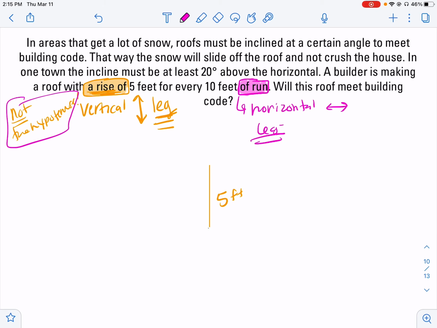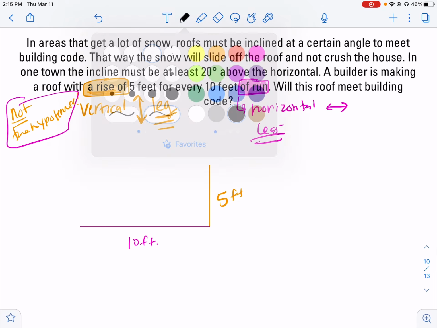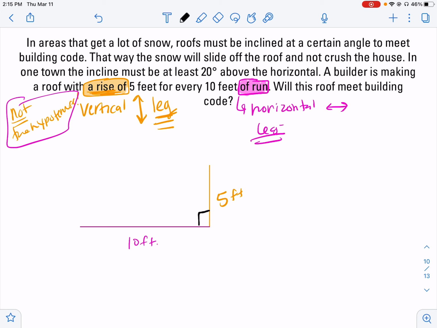That's not perfectly horizontal. Between those is my 90-degree angle, of course, because these are perpendicular to each other. And I'd have to go ahead and connect them to make a right triangle. Well, if I think about it, this would be the roof of my problem. So now we have it set up, but it says that the incline must be 20 degrees above the horizontal.